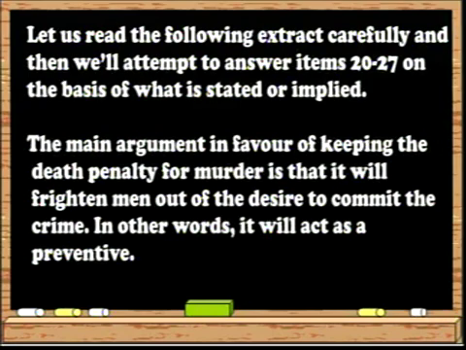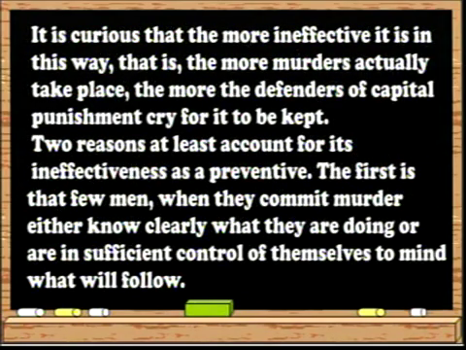The main argument in favor of keeping the death penalty for murder is that it will frighten men out of the desire to commit the crime. In other words, it will act as a preventive. It is curious that the more ineffective it is in this way, that is, the more murders actually take place, the more the defenders of capital punishment cry for it to be kept.